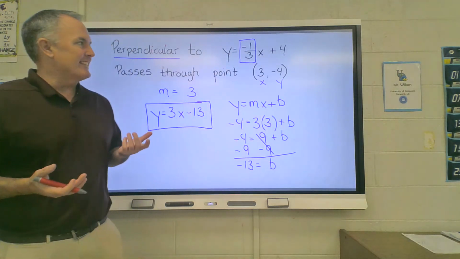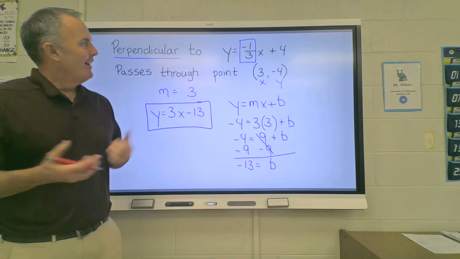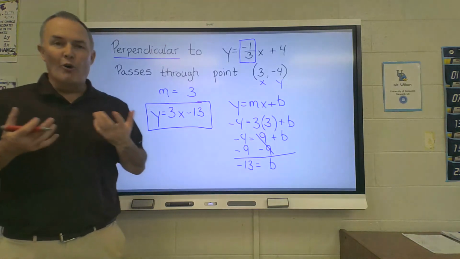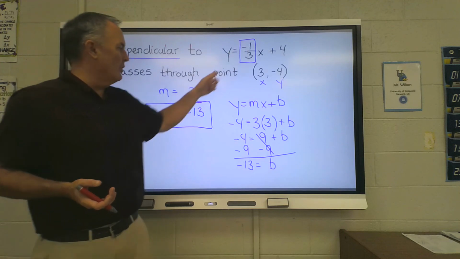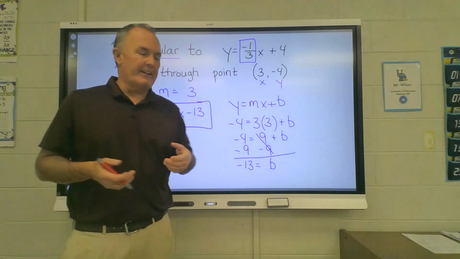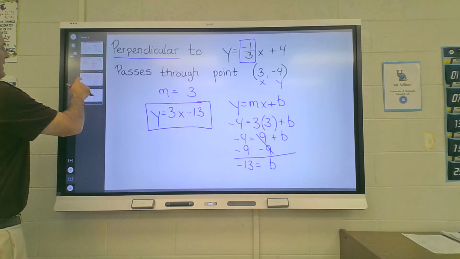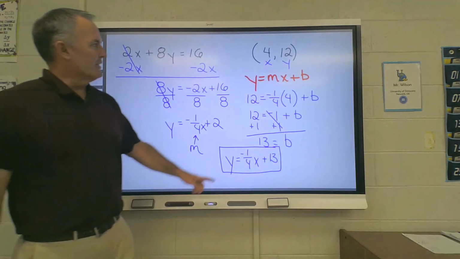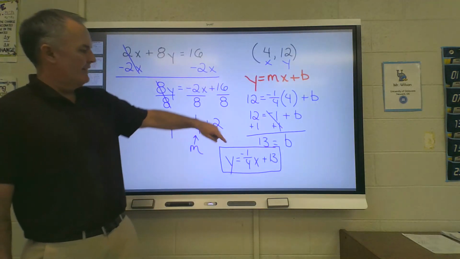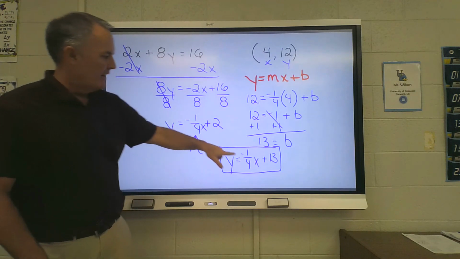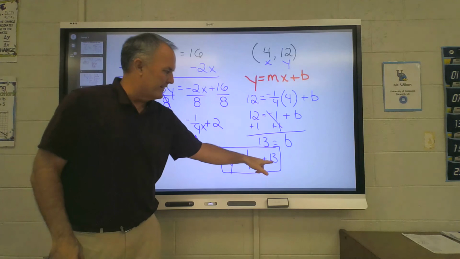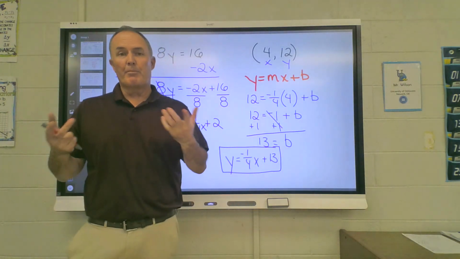All right, if you're just asked if they're perpendicular or parallel, like on a test or something like that, all you need to do is look at the slope. If the slopes are opposite reciprocals, they're perpendicular. We go back one, if the slopes are exactly the same, negative 1/4 and negative 1/4, even though they have different y-intercepts, that means they're parallel.